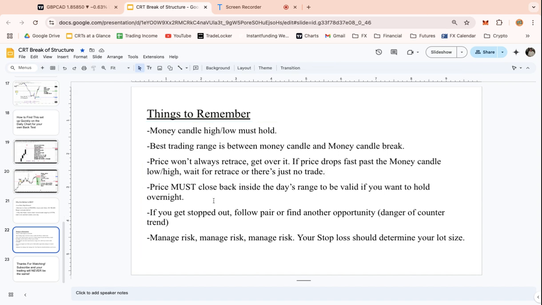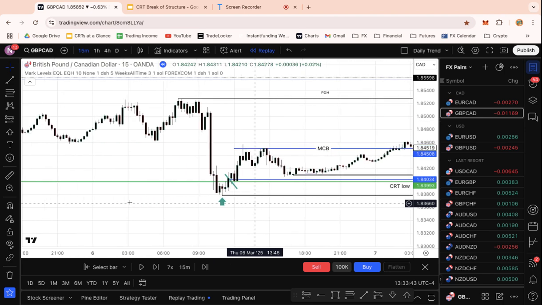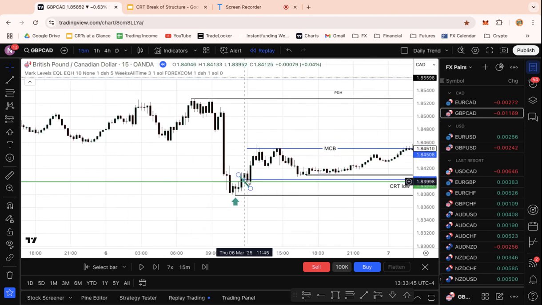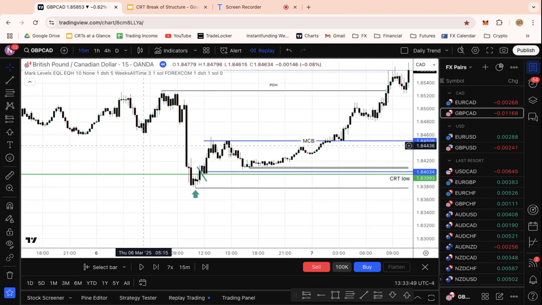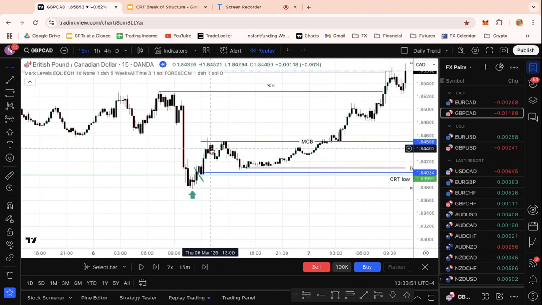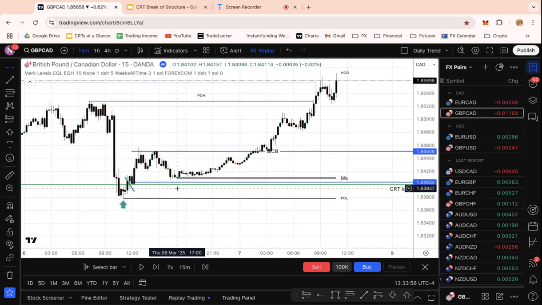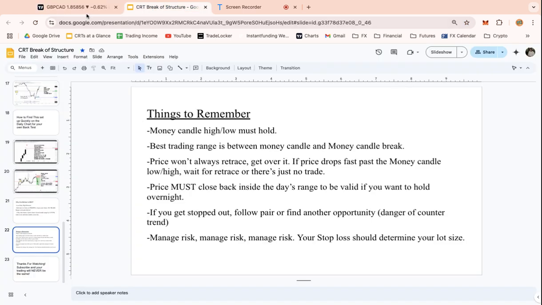Price must close inside the day's range to be valid if you want to hold it overnight. What do I mean by that? Same example right here. Okay, price has to close inside of the prior day high, prior day low. It should not come back outside the range. It has to be back inside of it. So this green line right here, price needs to close and stay inside of it for the trade to be held overnight if you want to do it that way. Okay, that's what I mean when I say that. It should not break back outside the range.